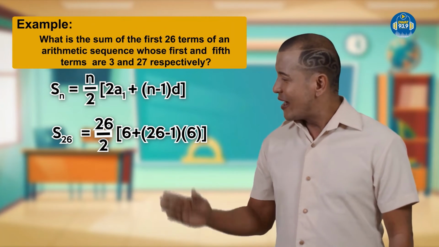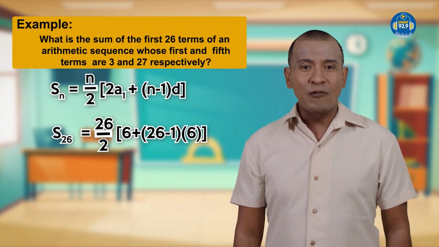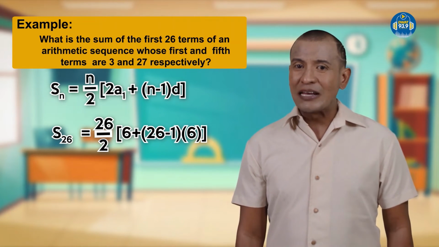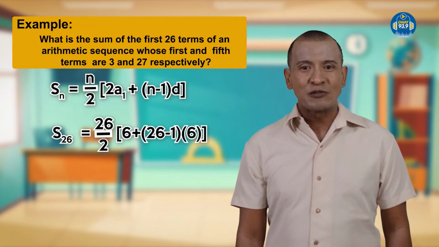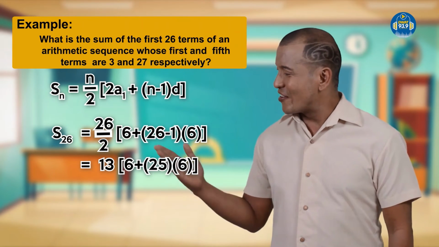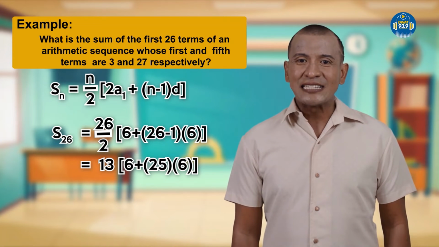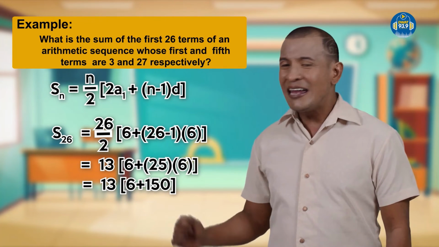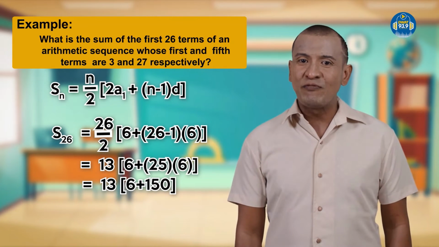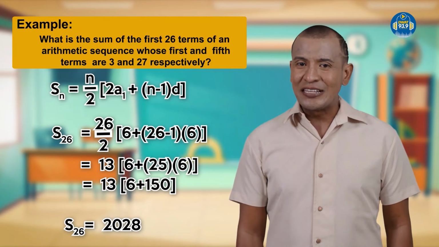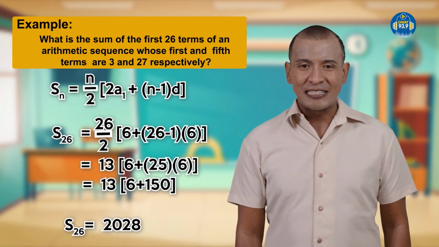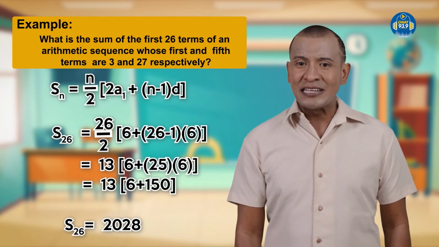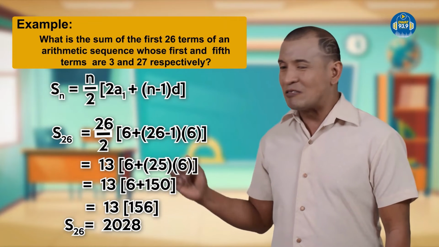So, we have S of 26 equals 26 over 2 times 2 times 3 plus 6 times 26 minus 1, equals 13 times 6 plus 6 times 25. Simplifying, we have 13 times 6 plus 150. So we have 13 times 156. Therefore, the sum of the first 26 terms of the arithmetic sequence is 2028.